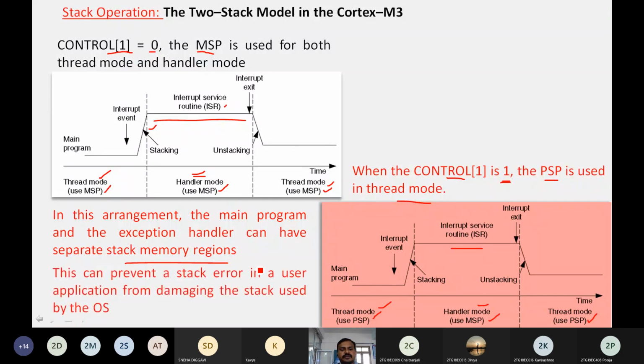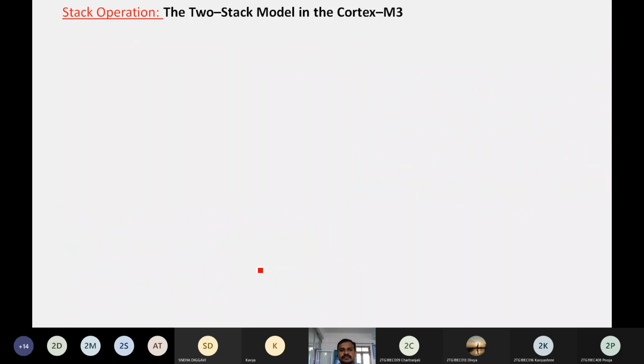So this can prevent a stack error in a user application from damaging the stack used by the OS. So whenever damages occur, they are going to be reduced with the help of these two stack memory regions.